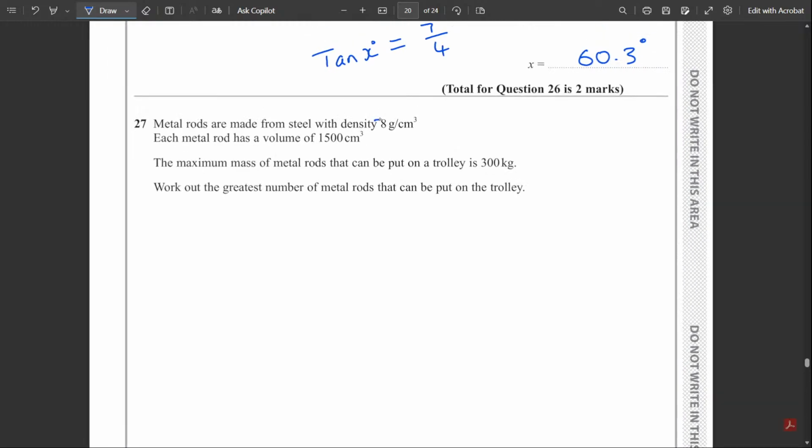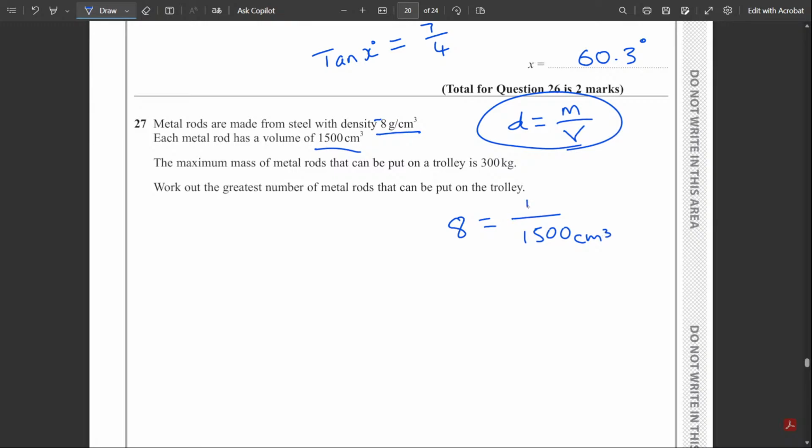That's the formula for density. Okay, so saying density is equal to gram, which is mass, divided by centimeter cube, which is volume. You can use that to work out whatever you need. Okay, work out the greatest number of metal rods that can be put on a trolley. So each metal rod has a volume of 1500. So we have a density of 8 and the volume 1500 centimeter cube. And we need to work out the mass of the metal rod.